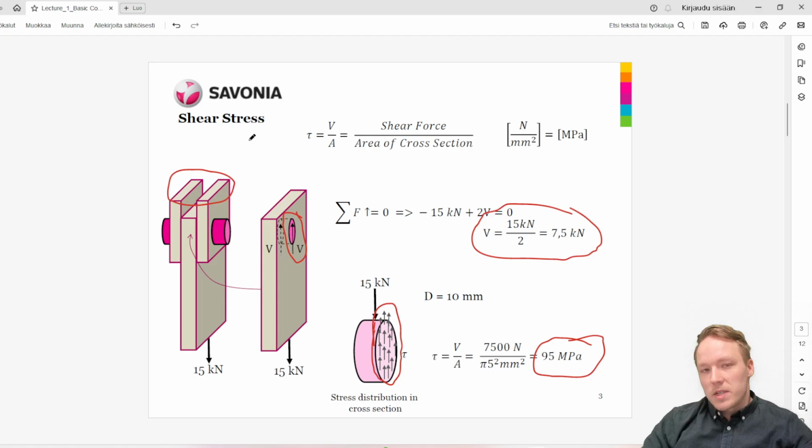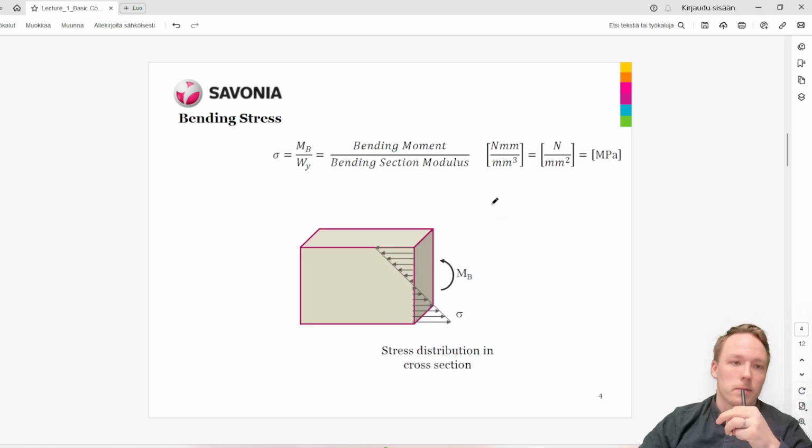Well, if this material was steel S355, because this is shear stress, we cannot use the yield strength directly. A good estimation for the shear strength of a material is to multiply the tensile yield strength with 0.6. Alright? Okay, so that was the second concept in this course. Let's take a look at the third one.